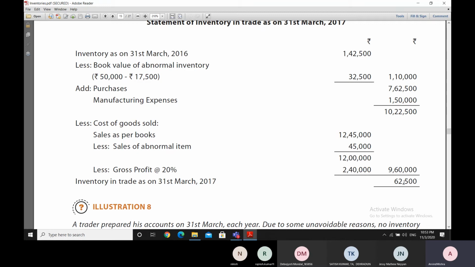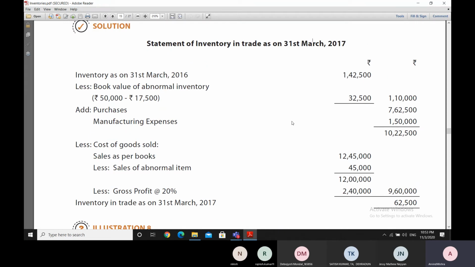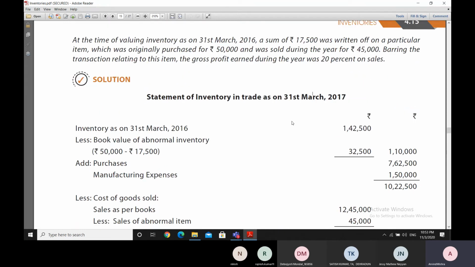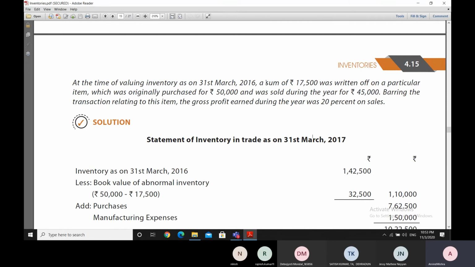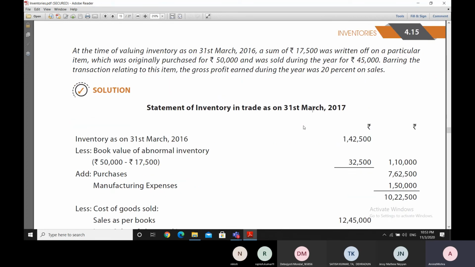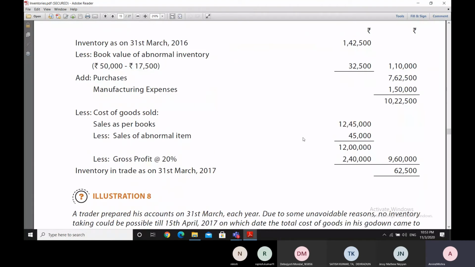And finally, we are getting a closing stock inventory of 62,500. A point to be noted here is that if there was some abnormal item in the inventory, that abnormal item has to be completely taken out from the books in order to compute the inventory value of the closing stock. Therefore, this abnormal item is completely taken off from the opening stock, as well as the sale value of that item is also taken out from the calculation.